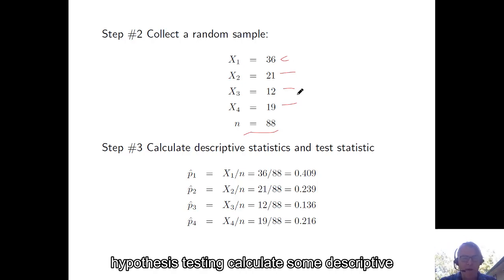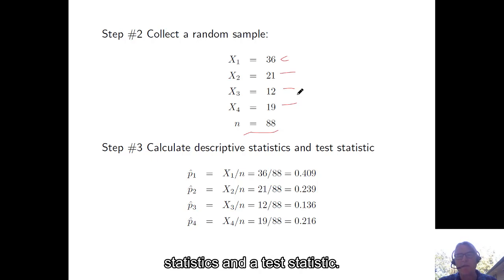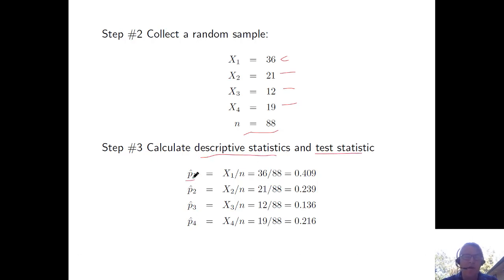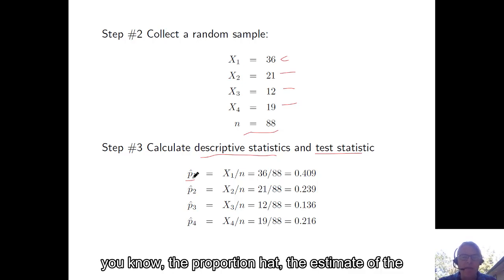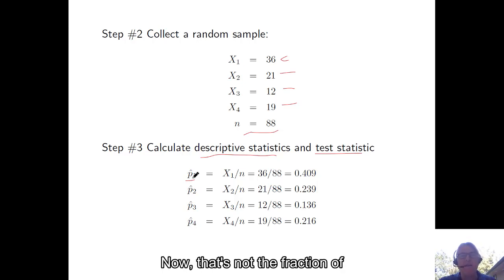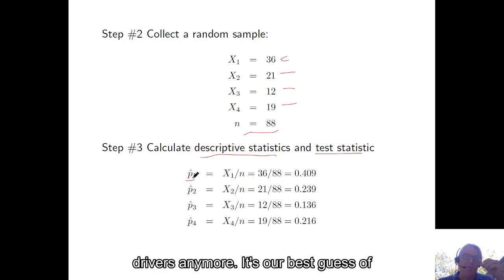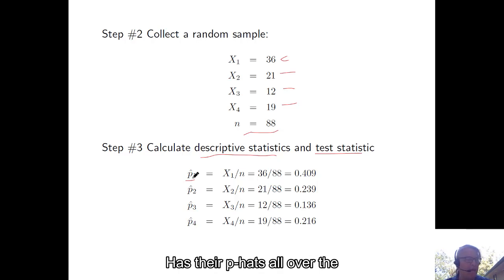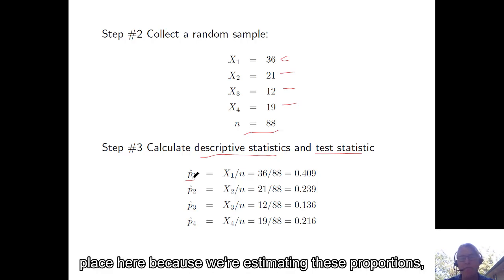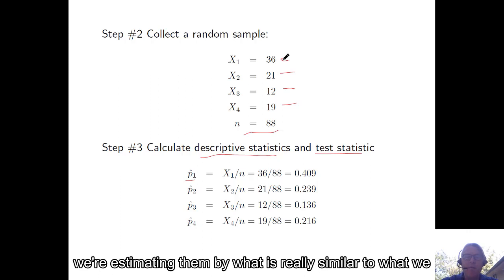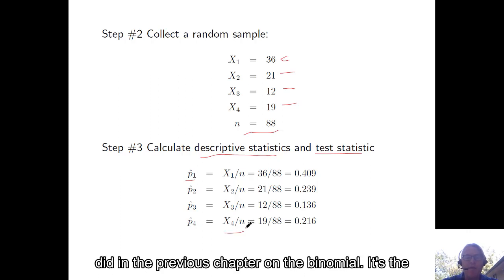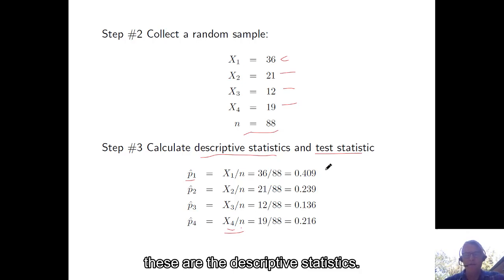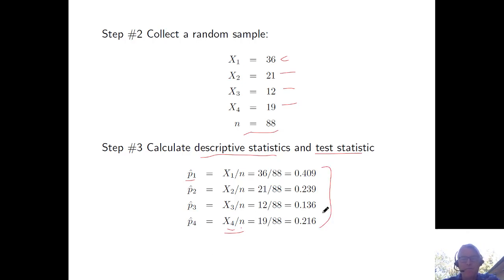So step 3 in hypothesis testing: calculate some descriptive statistics and a test statistic. The descriptive statistics we could think of as the p hat, the estimate of the proportion of people getting in these accidents now. That's not the fraction of drivers anymore. It's our best guess of what the fraction of people getting in accidents is. So there are p hats all over the place here because we're estimating these proportions. We're estimating them by what is really similar to what we did in the previous chapter on the binomial. It's the count over the sample size. So these are the descriptive statistics.